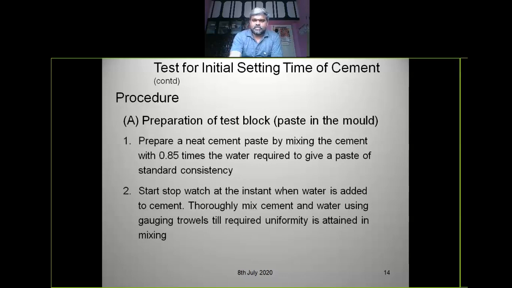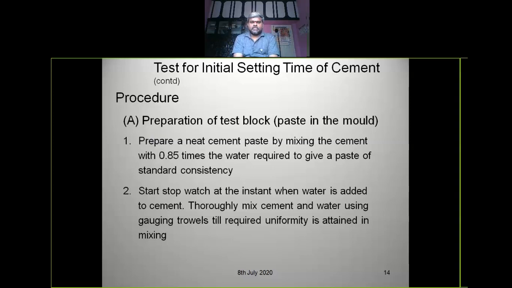So, preparation of the test block: paste in the mold. Prepare a neat cement paste by mixing the cement with 0.85 times the water required to give a paste of normal consistency, generally called P. So whatever percentage of water we get for normal consistency, 0.85 of that percentage of water you have to add here, right?